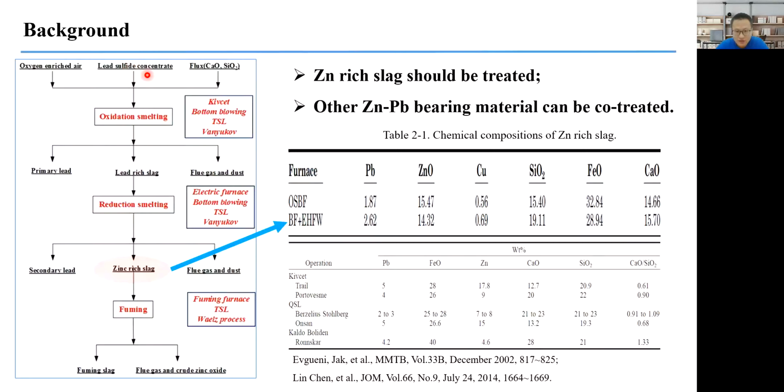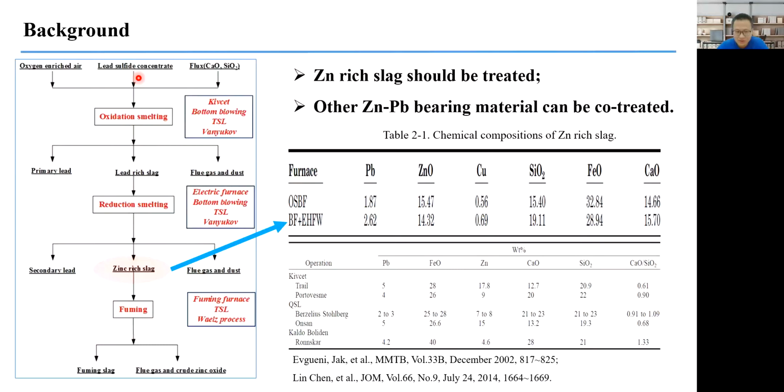The lead sulfide concentrate reacts with fluxes and oxygen, and there are 3 stages. The first stage is oxidation smelting, where we produce the primary lead. Lead bullion is produced here, and also a lead-rich slag containing more than 50% lead. This lead is further recovered by reducing smelting, so we get a second lead bullion. In this part, another slag is produced, which is the target material in my second example. This is a zinc-rich or low-lead slag, and we treat it with fuming. So this is the fuming process.